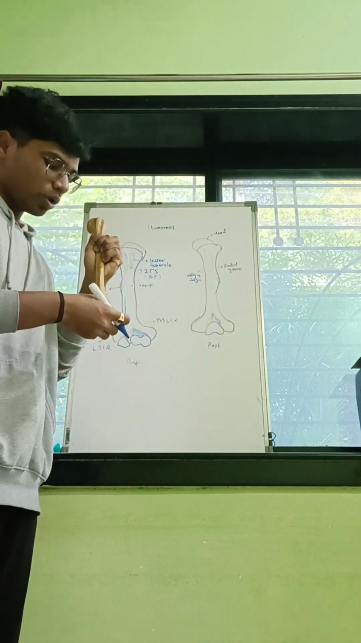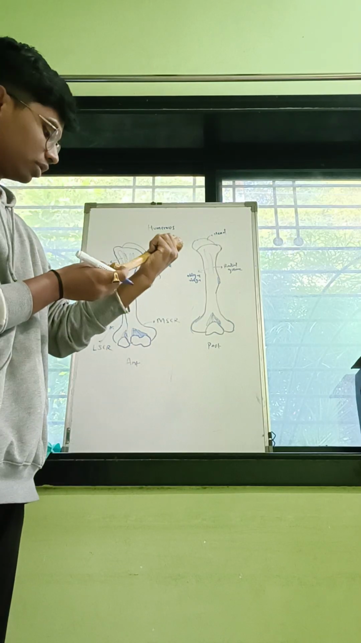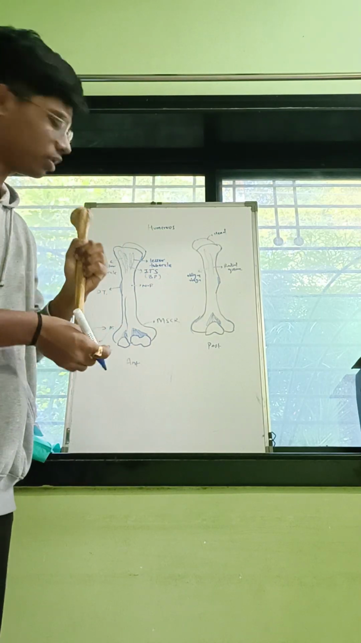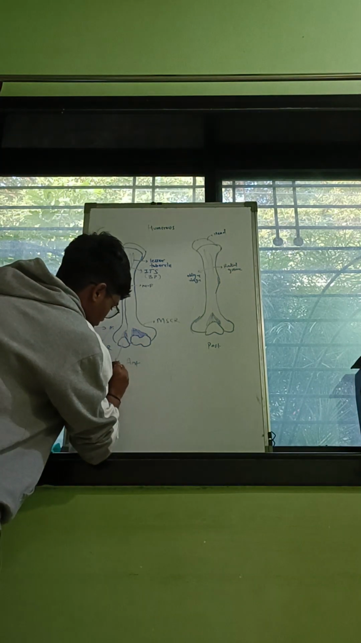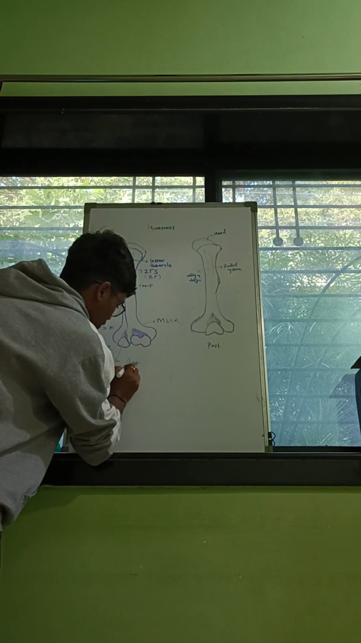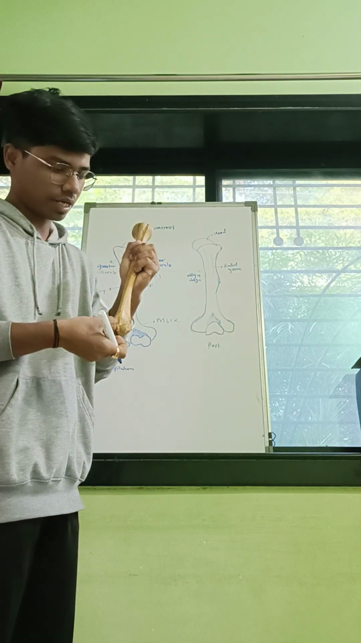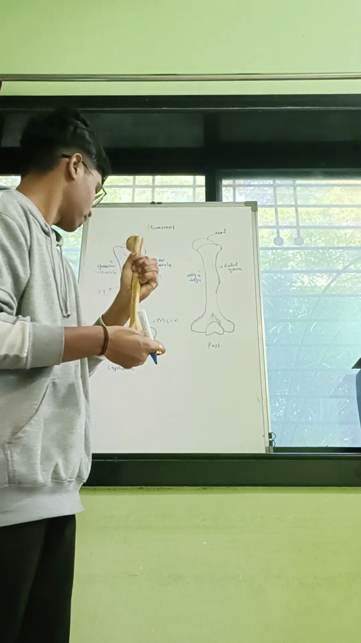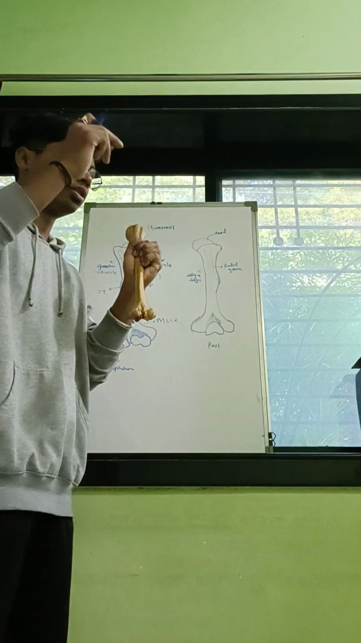On its lower end, it contains an articular surface. This is the capitulum, which is round. On its lateral side, it contains the capitulum, and on its medial side, it contains the trochlea.